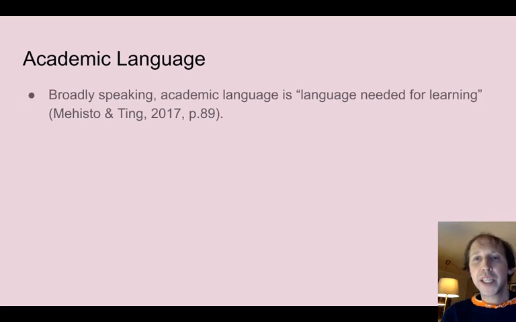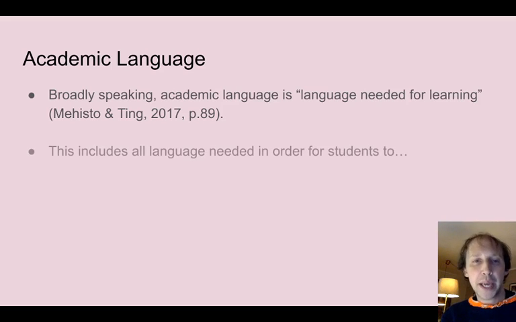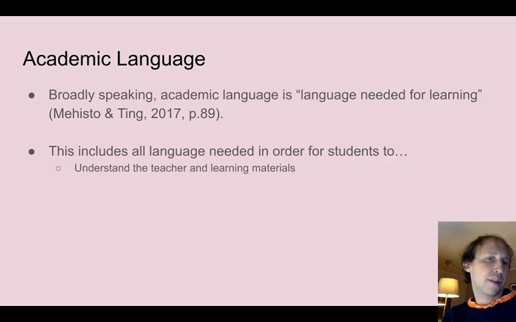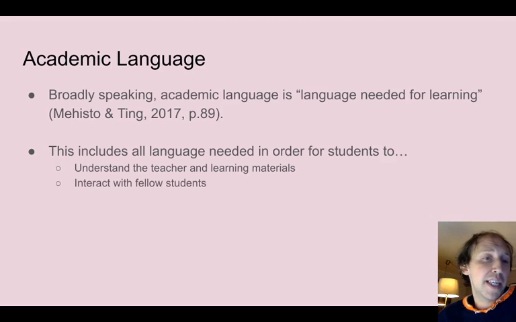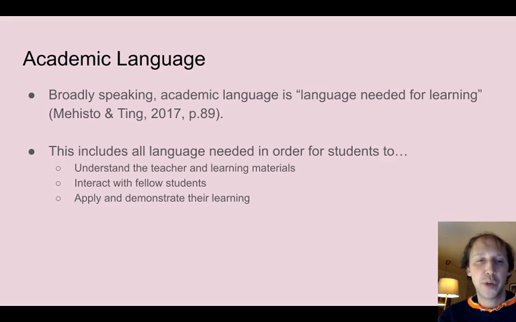Broadly speaking, academic language is the language needed for learning, and Mehisto and Ting expand on that to identify 3 big elements. Students need to have the language to understand the teacher and learning materials. They also need the language to interact with fellow students, and this is an interesting place where some social language comes into the academic domain. Finally, they need the language to be able to apply and demonstrate their learning.